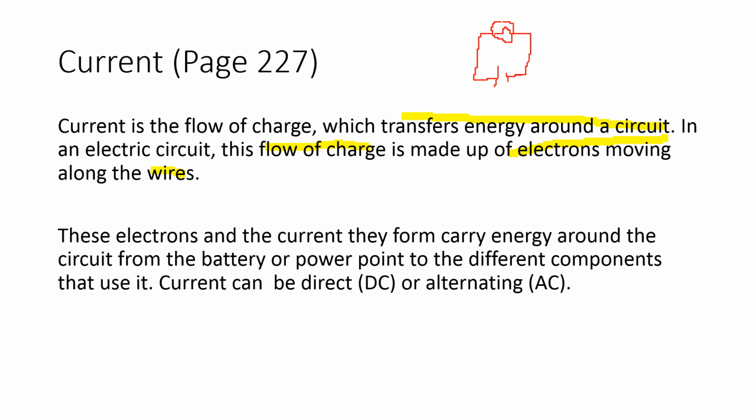Alright, I'm moving on to the second paragraph. It says these electrons and the current they form carry energy around the circuit from the battery or power point to the different components that use it. It says the current can be direct or alternating. If it's direct, it's one way. If it's alternating, it's back and forth. So it's going forward, it's going backward, and so on. So that is the difference between direct and alternating current. I'm just going to move on to the next slide.